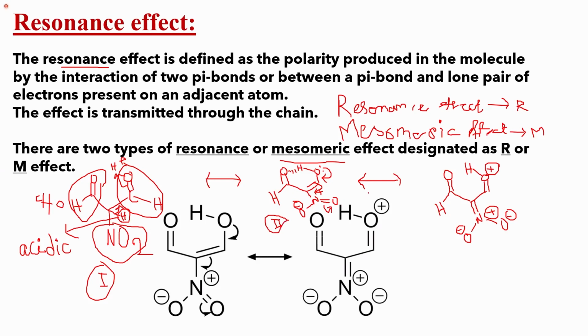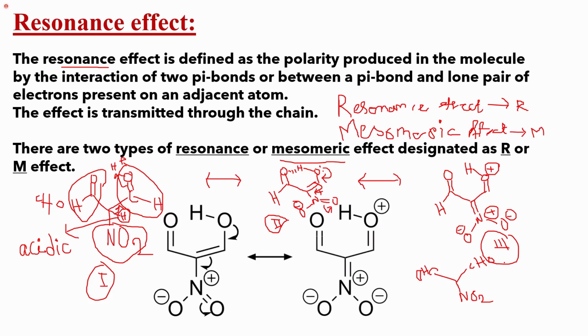Now again, there is some possibility that this lone pair can come here, and it will get stabilized with the nitro group. So this is structure 3. So these three structures are possible for this molecule, where you see the molecule with CHO and NO2. Okay, so this is the actual molecule.